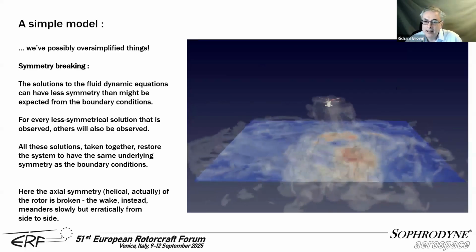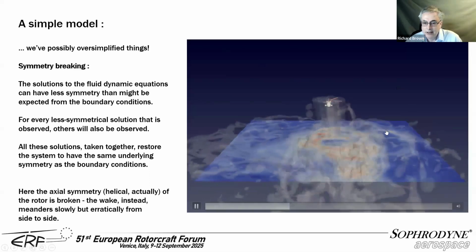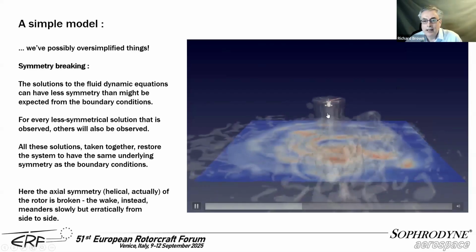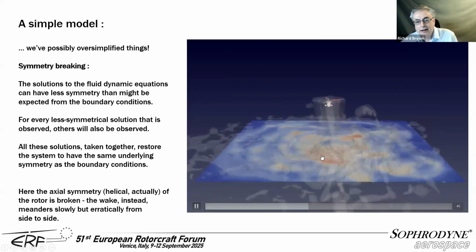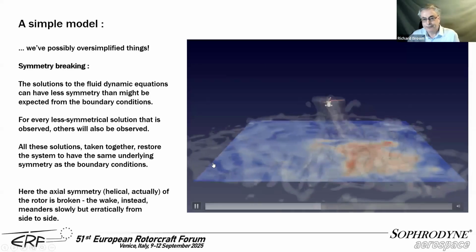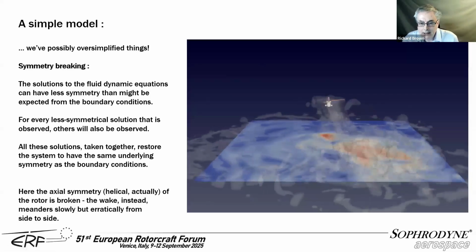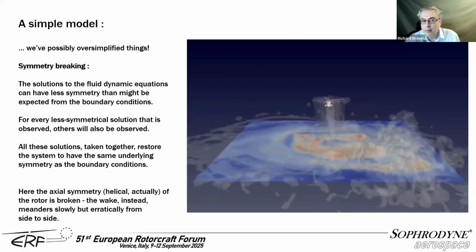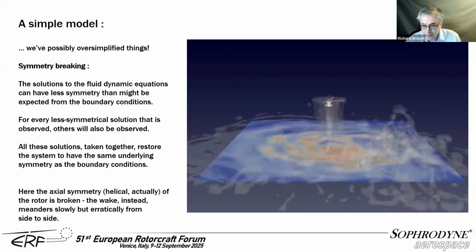The flow actually meanders from side to side below the rotor system. At one point, the flow is jetting out along this direction, then it becomes a little bit more symmetrical again, and then a little while later, it'll start to jet out along a different direction. And what we're seeing here is something that's quite well understood in the physics community. It's an example of something called symmetry breaking.